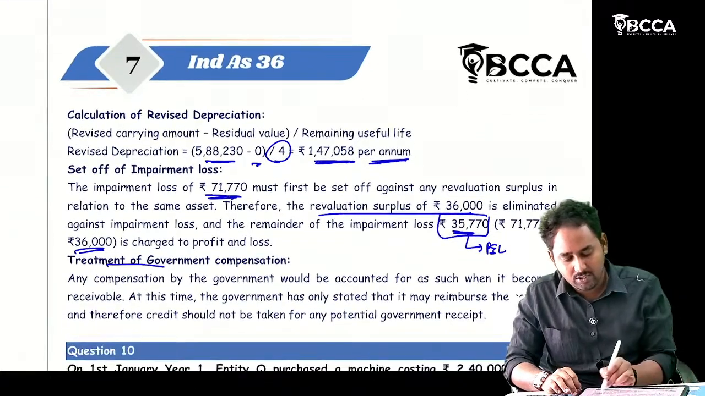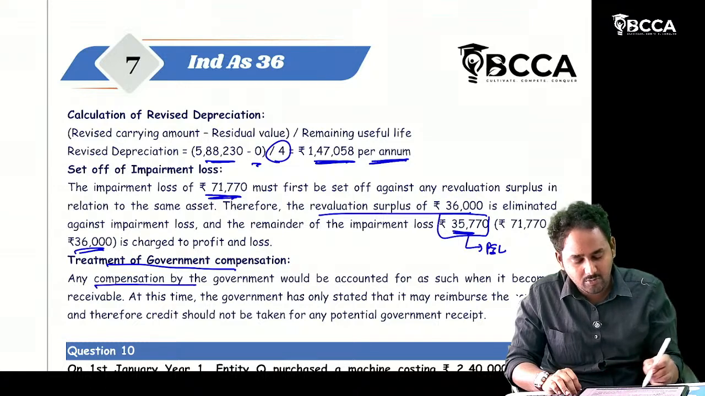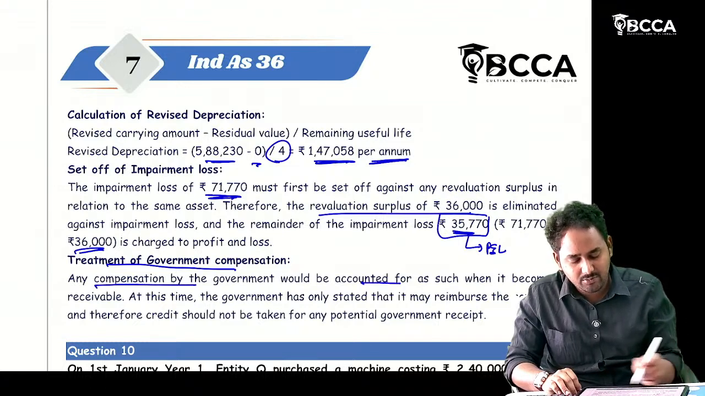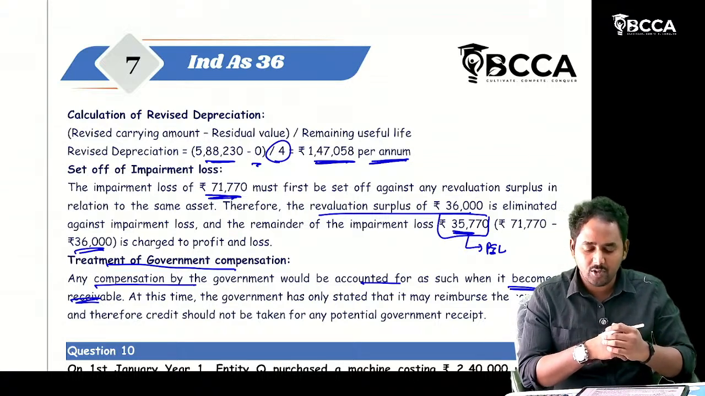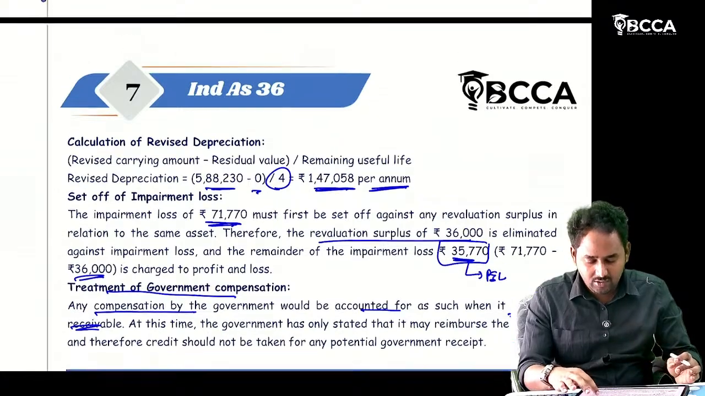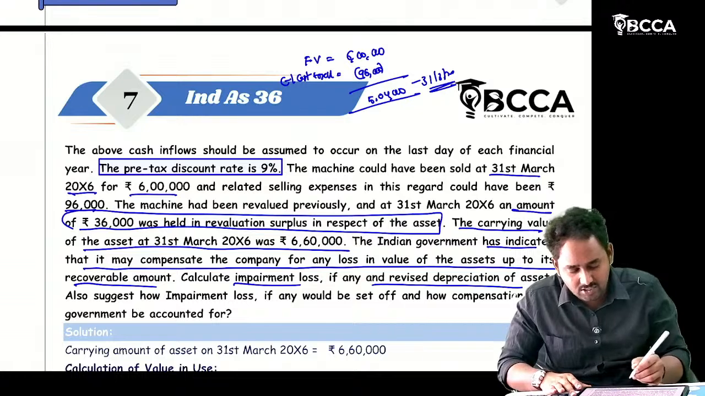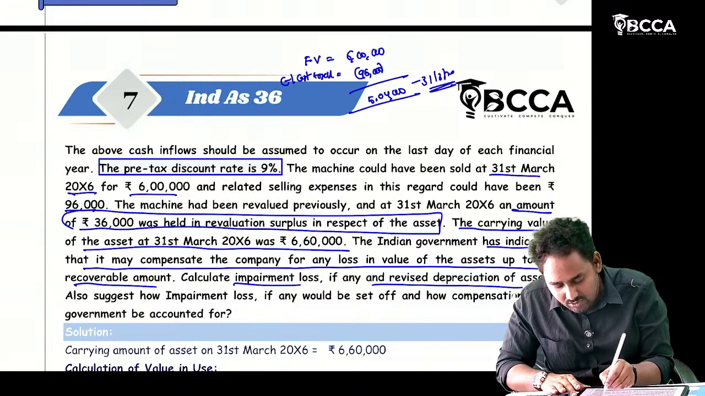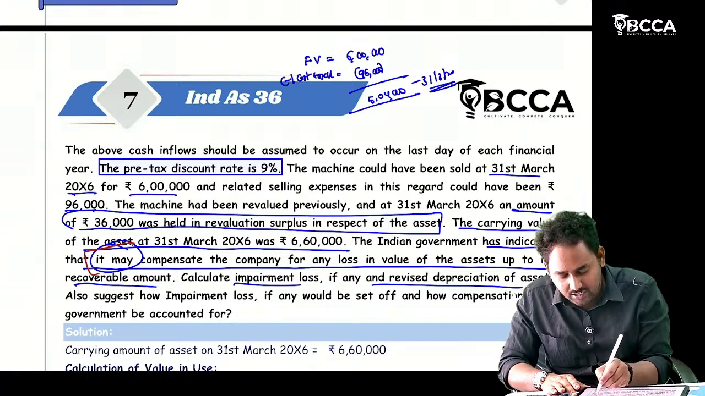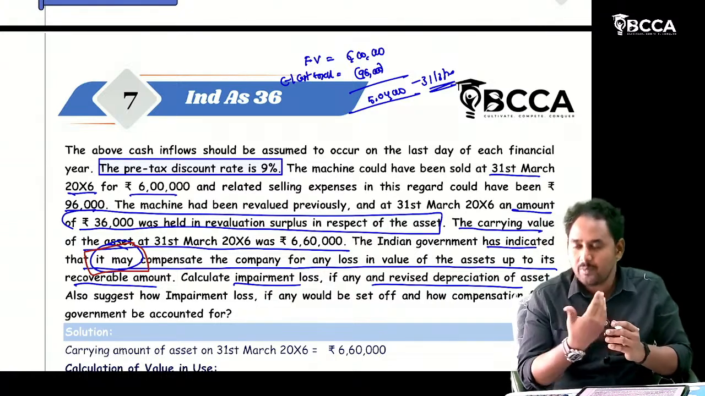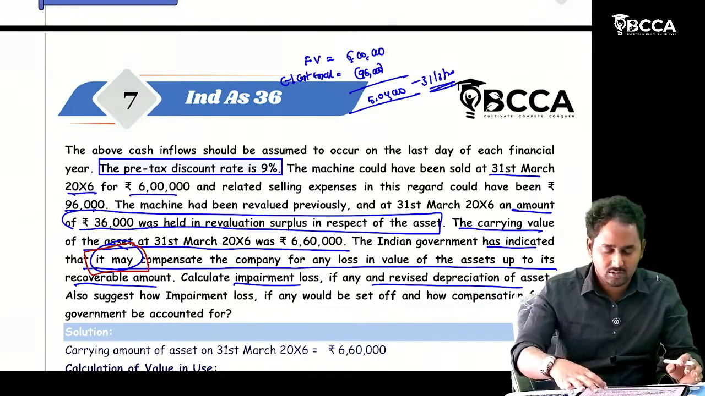Okay, then what about the treatment of the government compensation? Any compensation given by the government would be accounted for only as it becomes receivable. Accounted means it should be reduced from the cost of the asset. But here there is no certainty regarding the receipt of the government grant, because they use the words 'it may compensate'. It depends on the will of the government. That's why this compensation should not be taken into consideration.